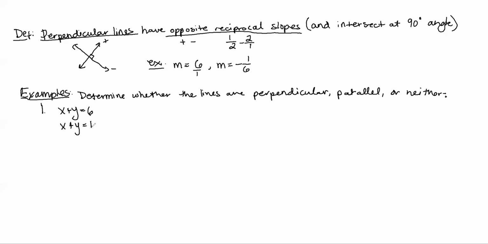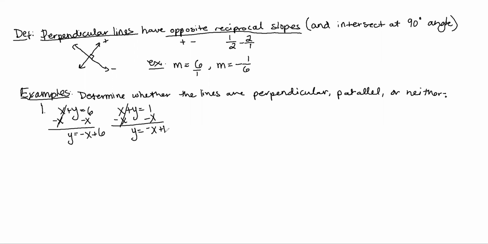So using what we just learned, we want to first get these into our slope-intercept form. So we want to get the y's by themselves. I'm going to rewrite that second equation off to the right, and I'm going to solve for y on both. So I'll subtract x, and I'll leave the y on the left and put them in mx plus b form. So y equals negative x plus 6, and our second one we'll also subtract x, so we get y equals negative x plus 1.